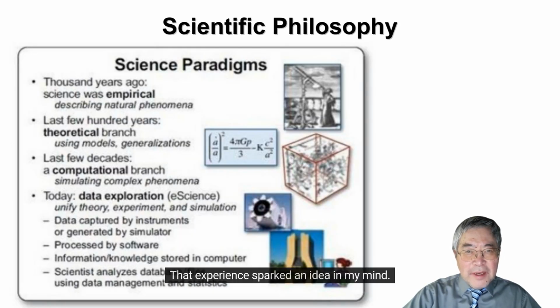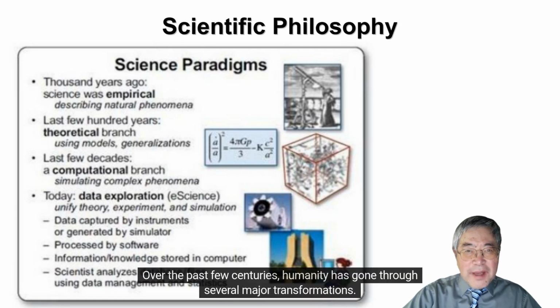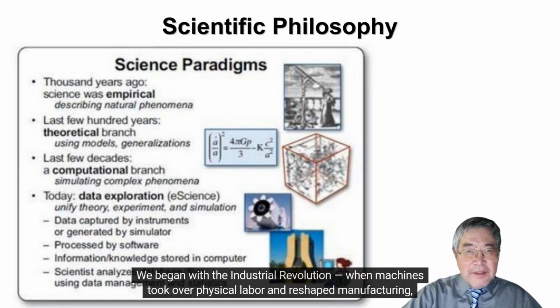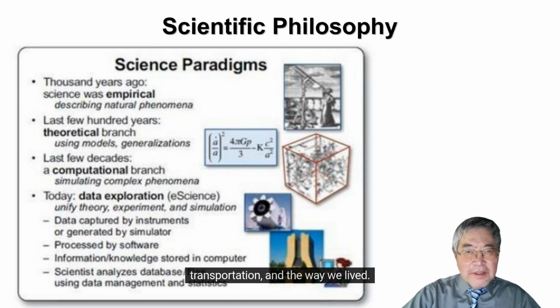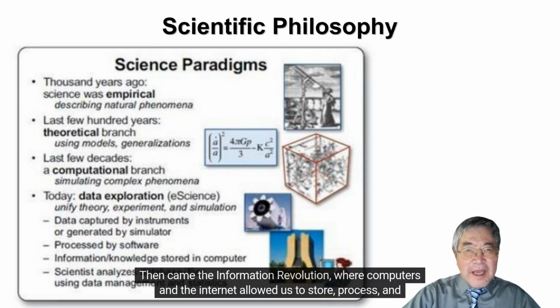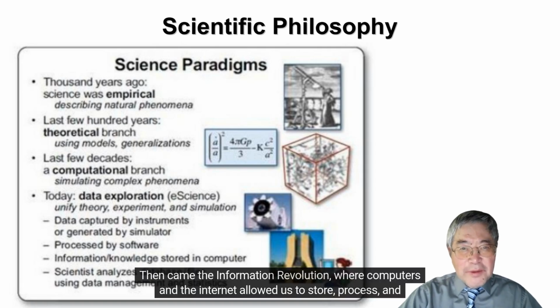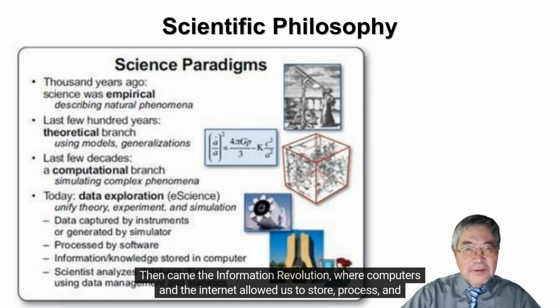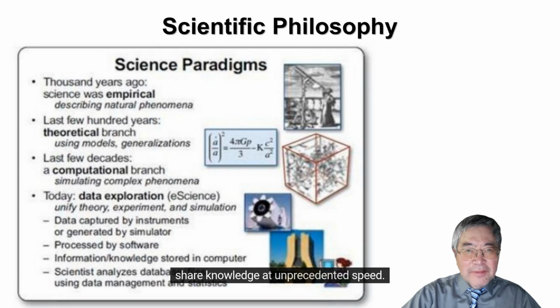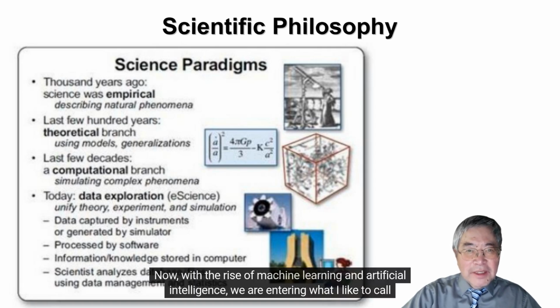That experience sparked an idea in my mind. Over the past few centuries, humanity has gone through several major transformations. We began with the Industrial Revolution, when machines took over physical labor and reshaped manufacturing, transportation, and the way we lived. Then came the Information Revolution, where computers and the Internet allowed us to store, process, and share knowledge at unprecedented speed.